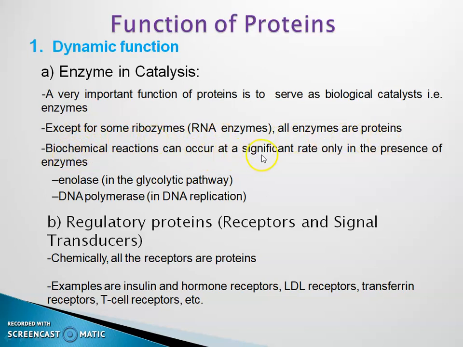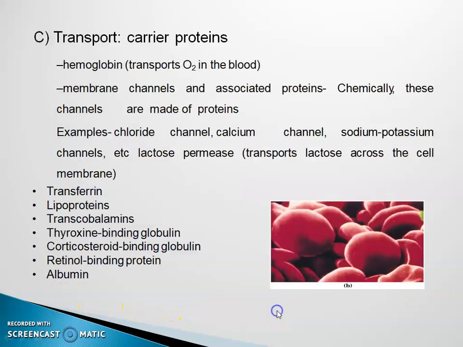Biochemical reactions can occur at a significant rate only in the presence of enzymes. Enolase in the glycolytic pathway. DNA polymerase in DNA replication. Regulatory proteins, receptor and signal transducer. Chemically, all the receptors are proteins. Examples are insulin and hormone receptor, LDL receptor, that is low density lipoproteins, transferrin receptor and T cell receptor, etc.